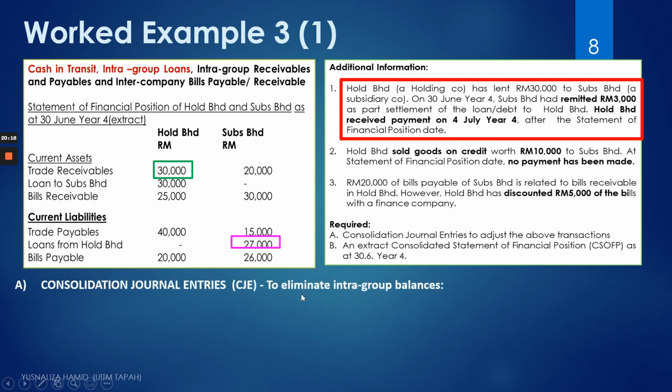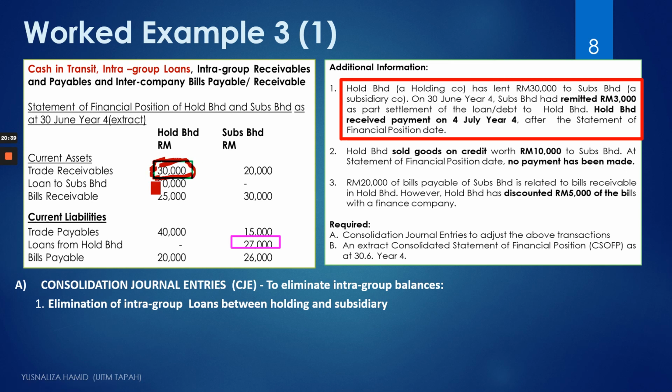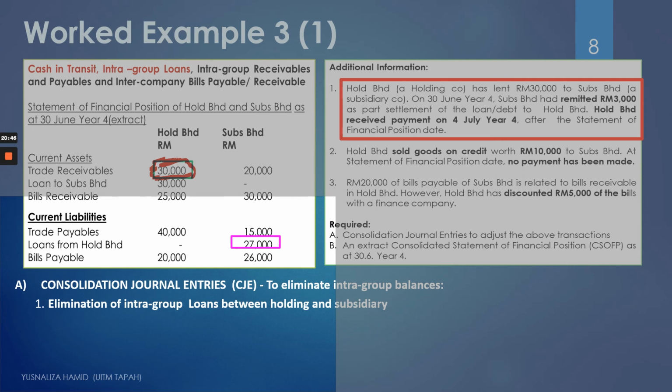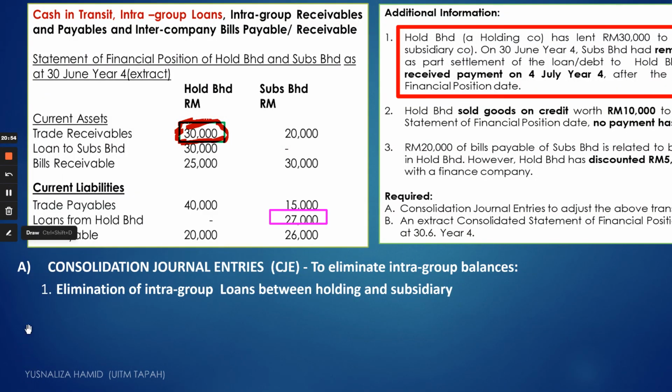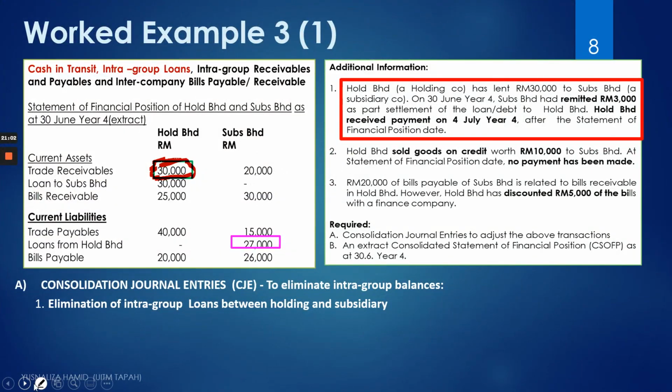So what you need to do is perform a consolidation adjustment for that intercompany balance. The elimination of intra-group loans between holding and subsidiary must be eliminated. This intercompany, it should be here, sorry. It shouldn't be here. It should be here, the second one. So let me just make a correction here. So it should be this 30,000. This is the one that needs to be adjusted, this 30,000.